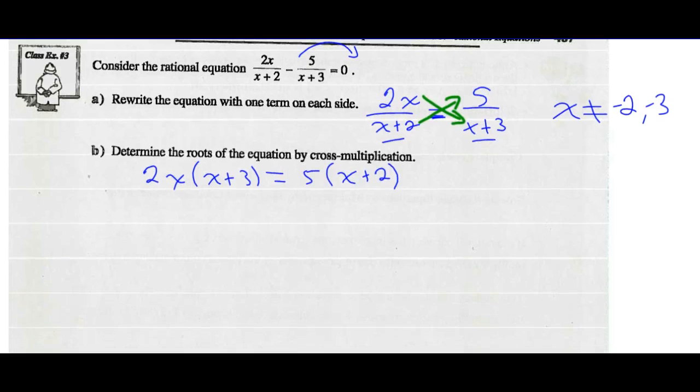Solve this equation, expand this out. 2x times x plus 3 is 2x squared plus 6x. 5 times x plus 2 is 5x plus 10.